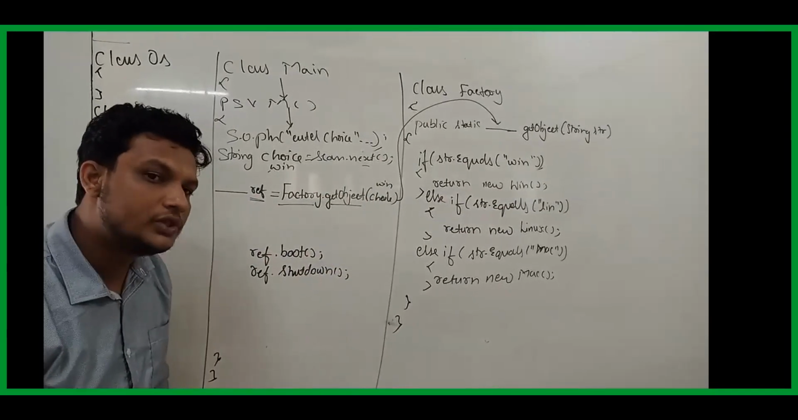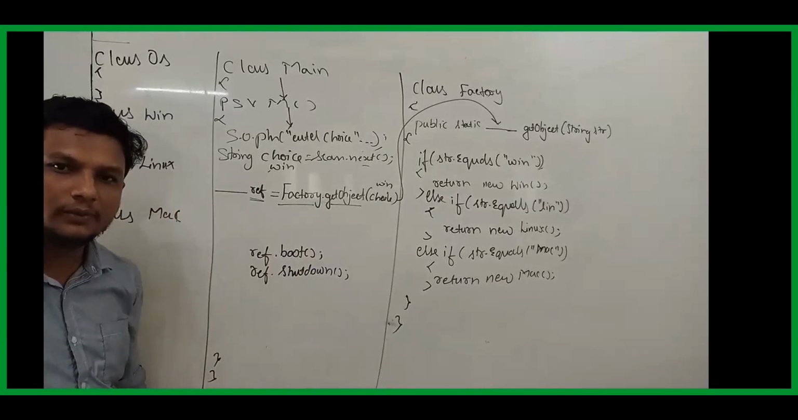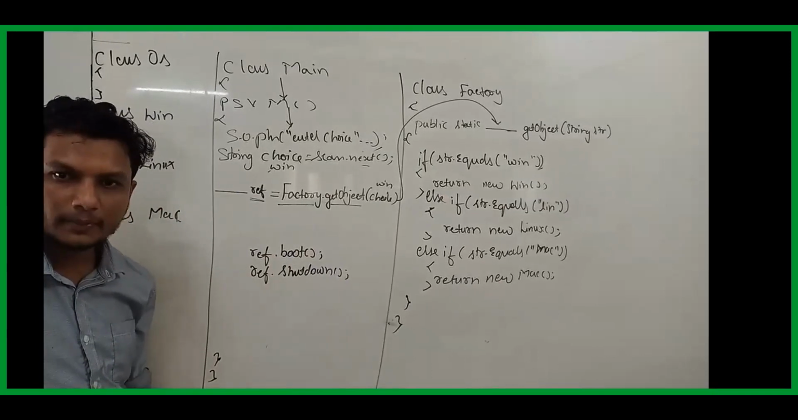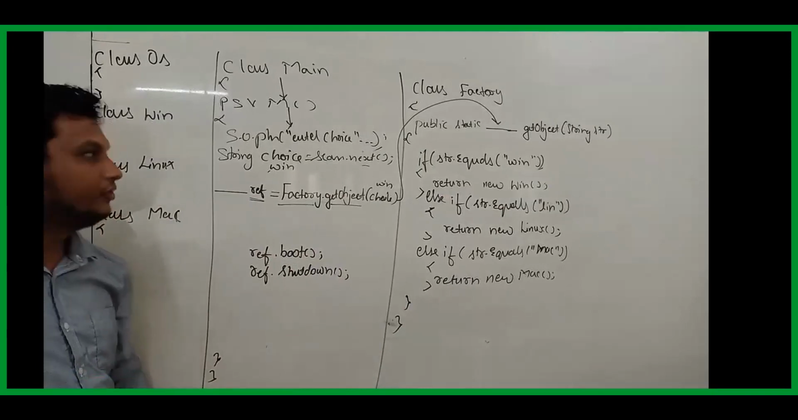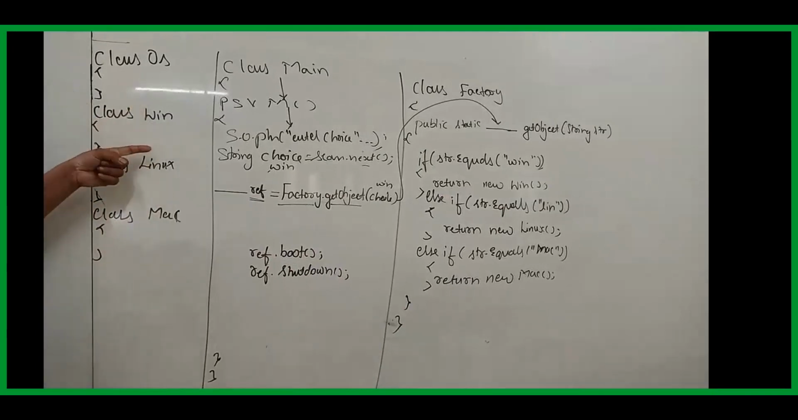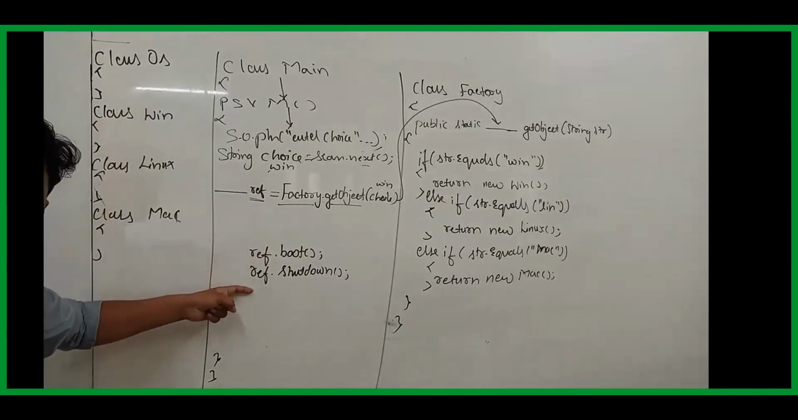Now tell me, object of Windows class dot boot, object of Windows class dot shutdown. Which will be executed here? The Windows class booting and shutdown methods will be executed. Why? Because the reference contains the Windows object.